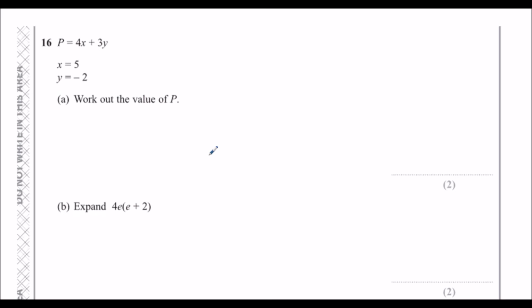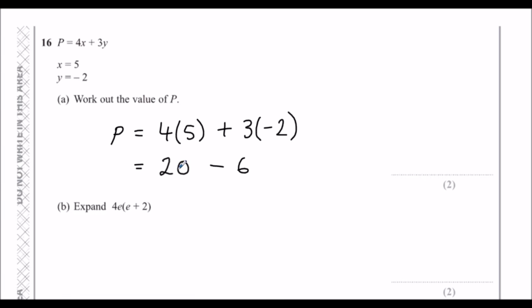Question 16. P equals 4x plus 3y. X is 5 and y is -2. Work out the value of P. So P is 4 lots of 5 plus 3 lots of -2. So 4 times 5, that makes 20. And 3 lots of -2 is -6. So it's 20 plus -6, or just 20 minus 6, which is 14.